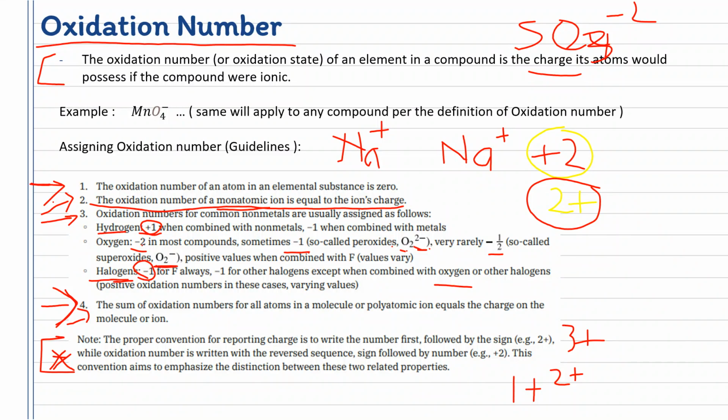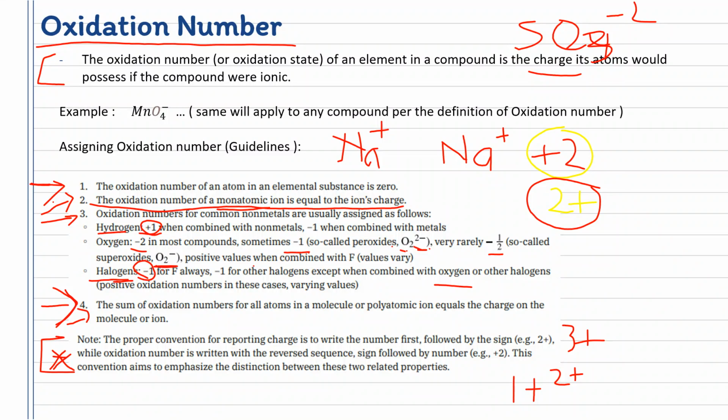If you see oxygen, the oxidation number straight away is -2, except if oxygen is being represented as a peroxide. If you see oxygen in this state, then we're going to assume that the oxidation number is going to be -1. If oxygen is in superoxide state, then straight away we know that the oxidation number is going to be -1/2. Keep that in mind.